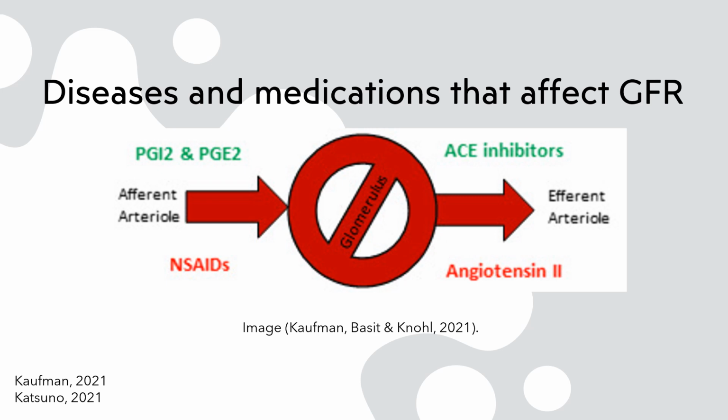Medications that affect the GFR are ACE inhibitors and NSAIDs. Since medications are usually eliminated through the kidneys, some will have an impact on the kidneys' functions. Here, this shows you the glomerulus and the afferent and the efferent arterioles. NSAIDs affect the afferent arteriole, and angiotensin II affects the efferent arterioles.